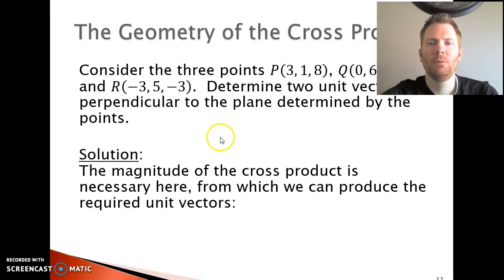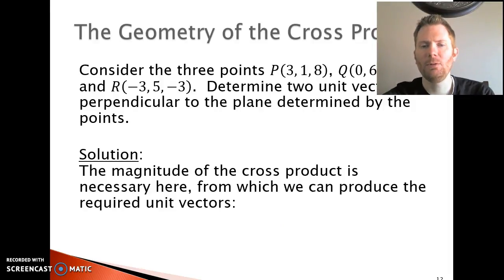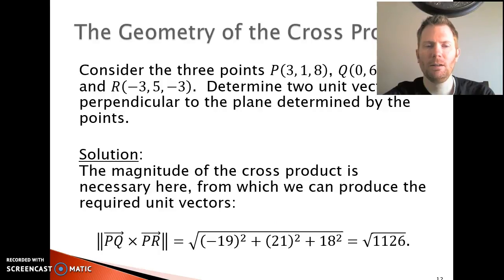The second part was we were wanting to get 2 unit vectors that were perpendicular to the plane. Well, the way we can get those 2 unit vectors is to have one pointing up and one pointing down, both of which would be perpendicular to the plane. But in both cases, we need to know the magnitude of that cross product. So we do a magnitude calculation.